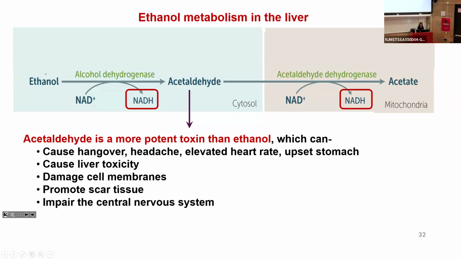The acetaldehyde can then also be converted into acetate, in mitochondria. So there are these steps here: ethanol to acetaldehyde to acetate. And what's happening in each of these steps is that NADH is getting produced. Just remember that. I think what you want to know here is that this acetaldehyde is the deleterious thing.